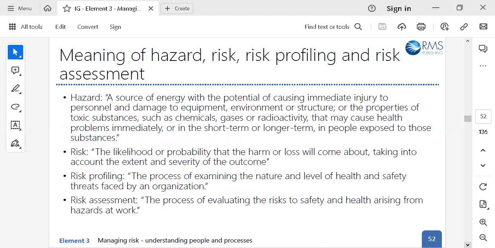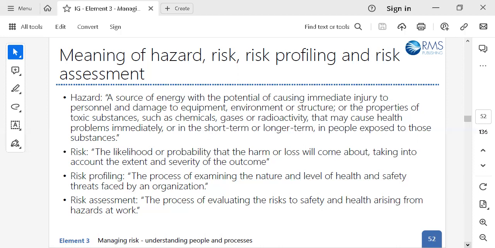Meaning of hazards, risk profiling, and risk assessment. Hazards: a source of energy with the potential of causing immediate injury to personnel and damage to equipment, environment, or structure, or the properties of toxic substances such as chemicals, gases, or radioactivity that may cause health problems immediately, in the short term, or in the long term in people exposed to those substances. So this is the definition of hazards: something with potential to cause harm. In simple words, that is a hazard.